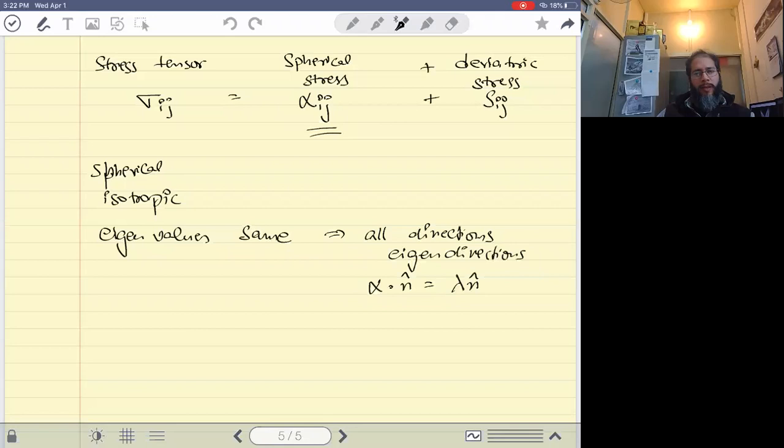And if you take alpha times n, you get nothing but the same direction, which is either elongated or compressed or flipped. So what we're saying is you take any n hat at point P, and that n hat will turn out to be an eigendirection. So that's called spherical symmetry. So the reason we use the spherical word in the spherical stress is because all directions are eigendirections.